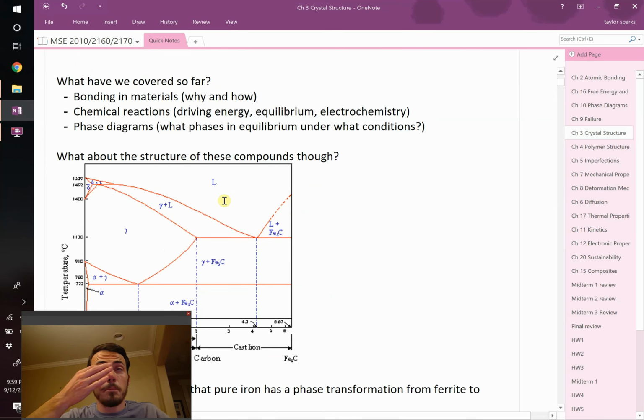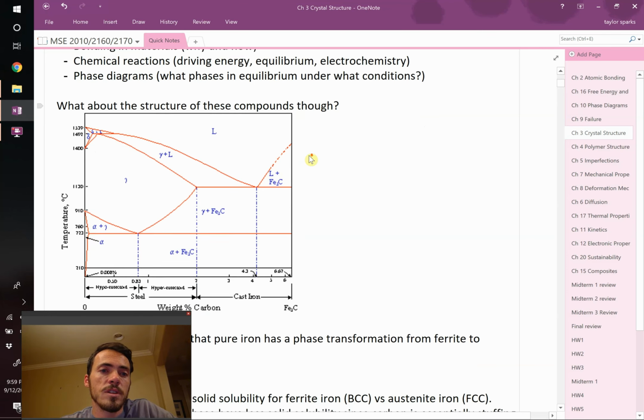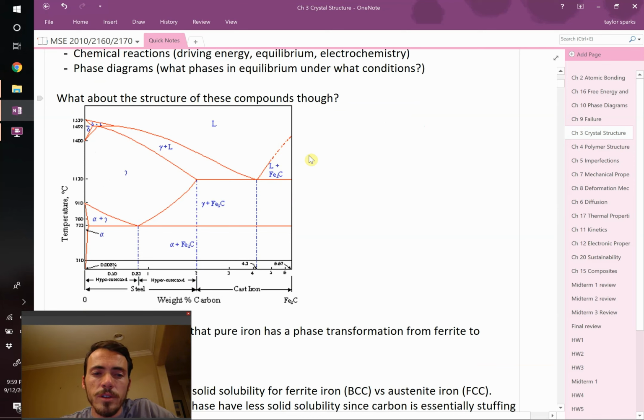We started out talking about bonding, right? We then moved to chemical reactions, including thermodynamic driving forces, electrochemistry, equilibrium. Once we understood what equilibrium is and how to understand that, we could talk about phase diagrams, which tell you what phases we find in equilibrium under what conditions, right? But something that we missed, after that we talked about fracture, but something that we missed was this concept of what exactly are these crystal structures, right?